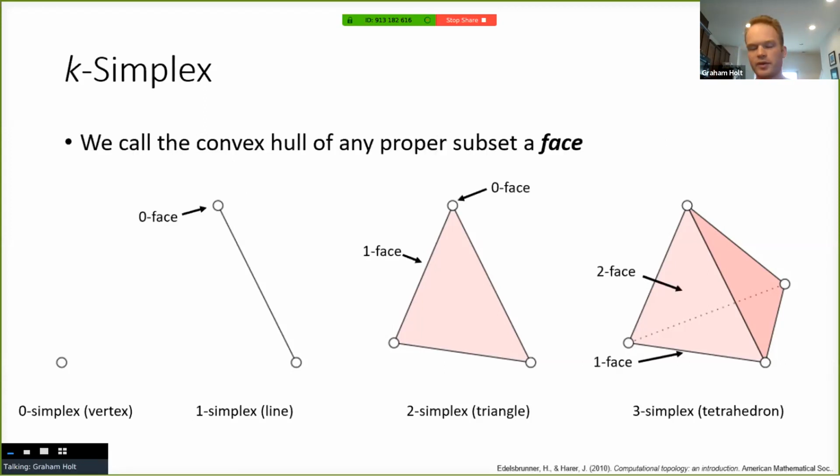Okay, and so when we're working with these simplexes or simplices, it's useful to define some idea of a face. Formally, it's defined as the convex hull of any proper subset.